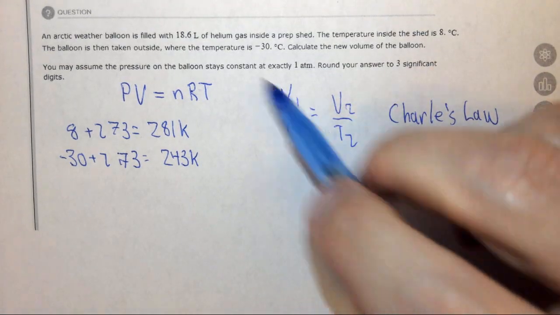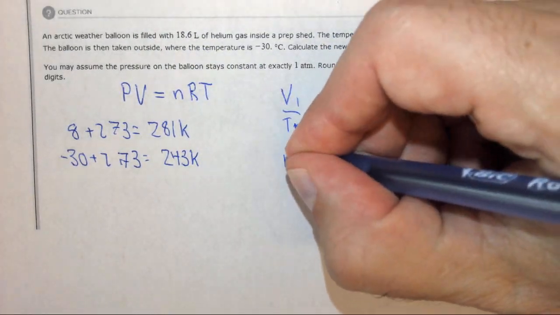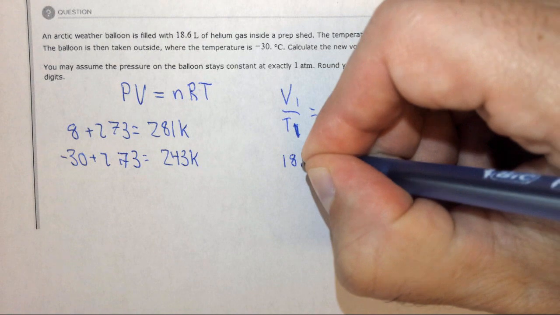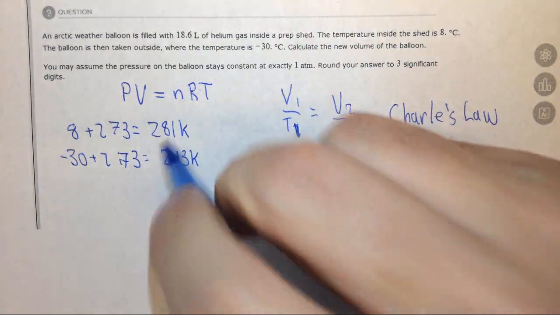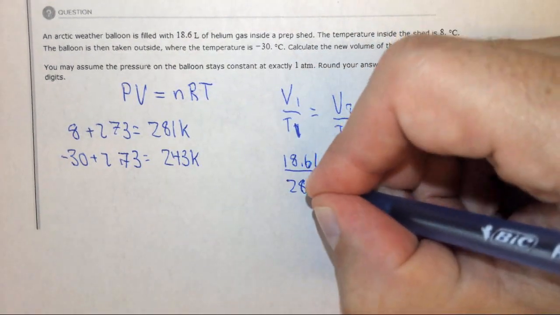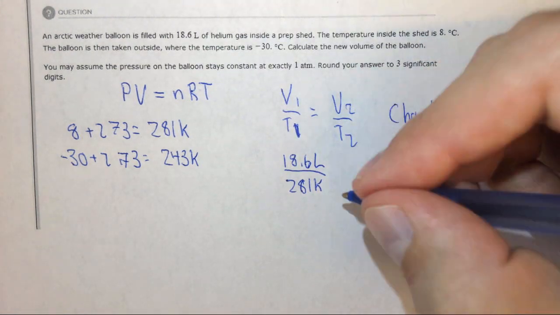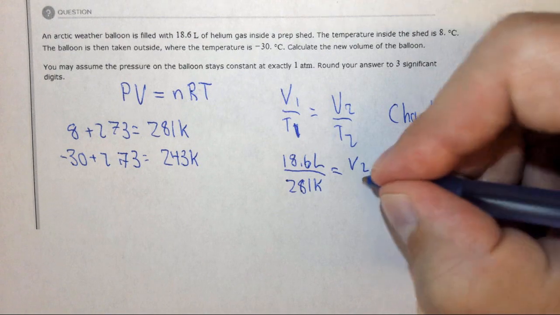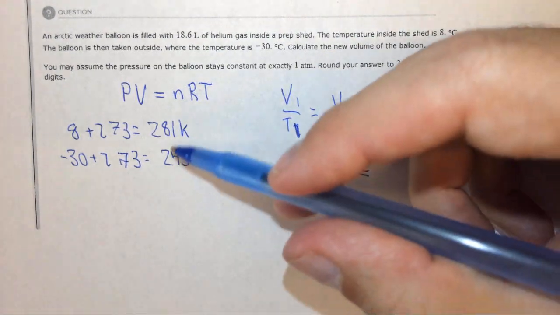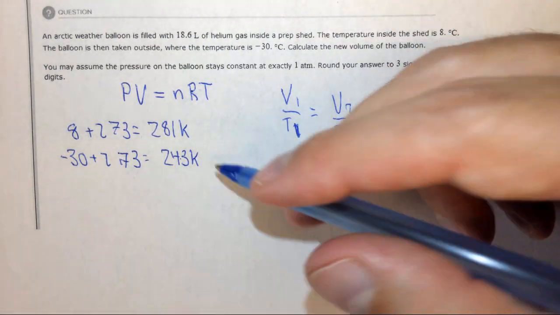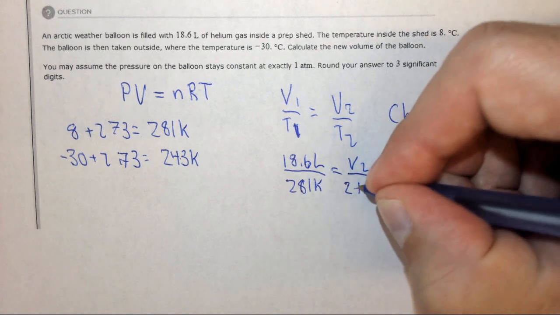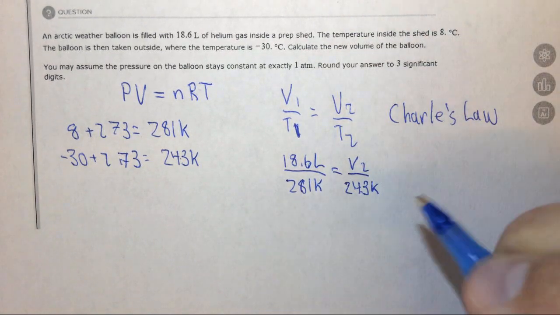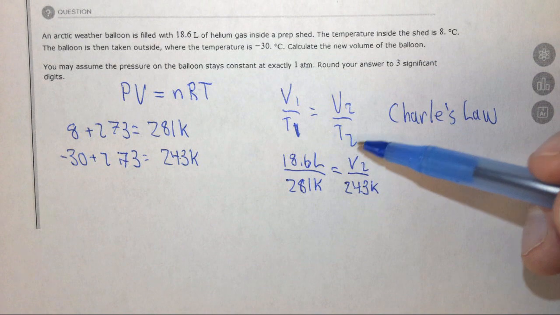Plugging in the initial volume of the balloon, V1 is 18.6 liters, divided by T1, 281 K, the temperature inside the shed in Kelvin, equals the new volume, we don't know the new volume, times the new temperature when we take it outside, which is minus 30 degrees C, or 243 K. It's very important that the temperatures are in Kelvin.